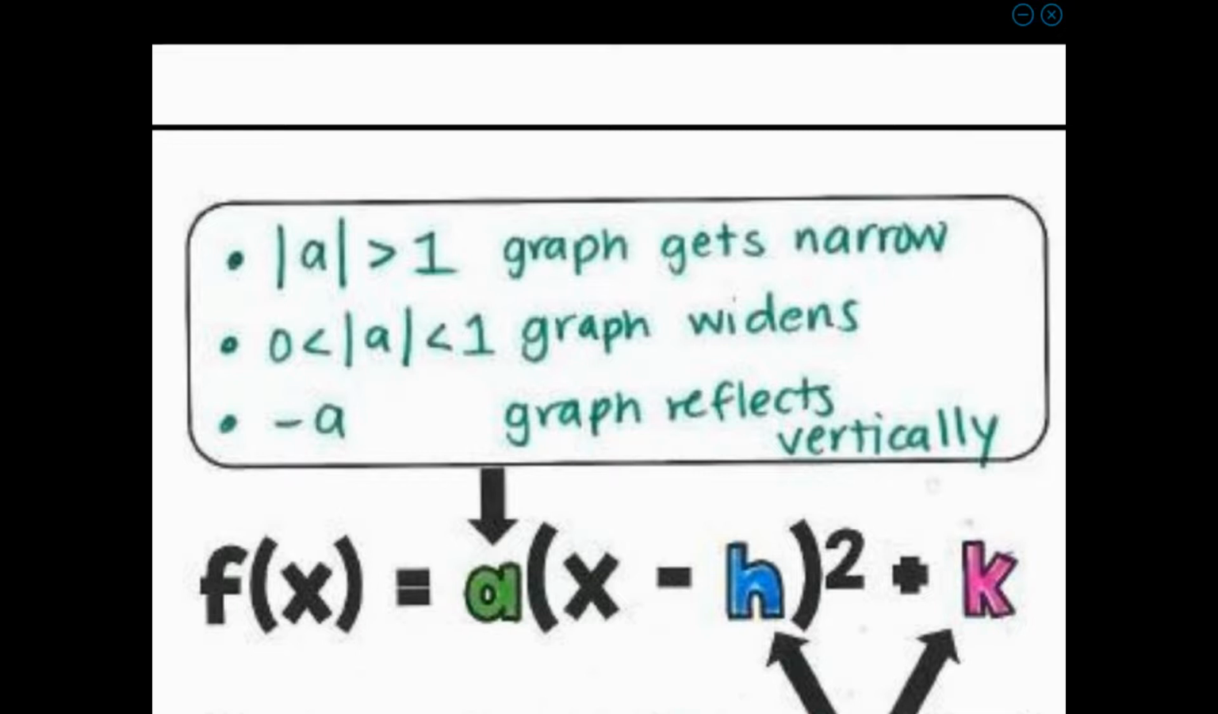So yesterday at the very end, we talked about the A that is in the standard form. Okay. This is the standard form.